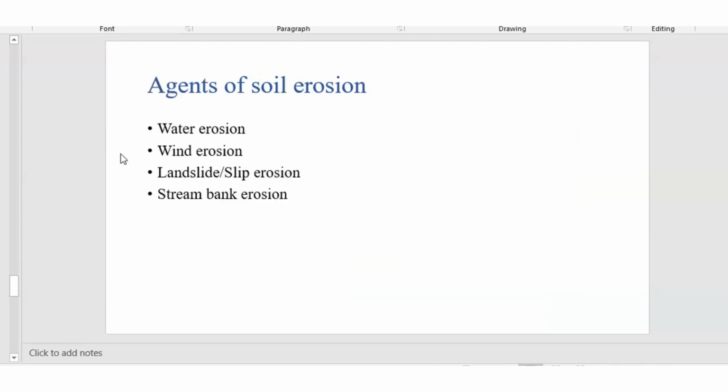So there are some agents of soil erosion. As I said, the upper soil erosion is the loss of the uppermost layer, but it occurs because of some factors. It has some causal agents, which are water erosion, which as we read can be because of heavy irrigation. It can be wind erosion, which can be because of heavy flow of wind or the highest velocity of wind. There can be events like slip erosion, which we commonly know as landslides. There can be stream bank erosion also, which you will see some pictures of, which occurs when there is heavy flow of water. So we'll study these four agents of soil erosion, which are primarily responsible for causing soil erosion.